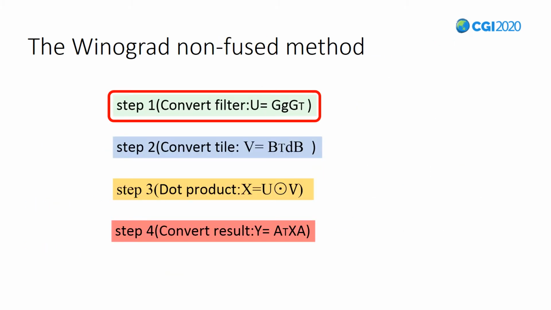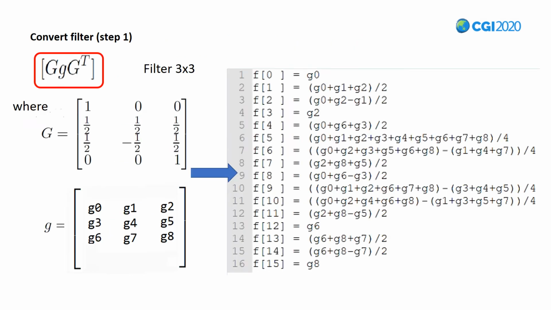This paper presents an optimized implementation for Winograd non-fused convolution. I will introduce these 4 steps in order. The first step is to convert the filter by matrix G.